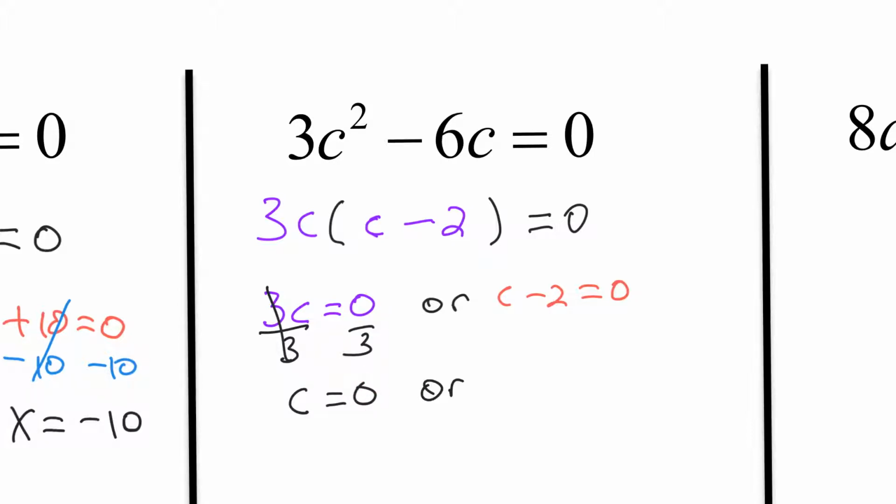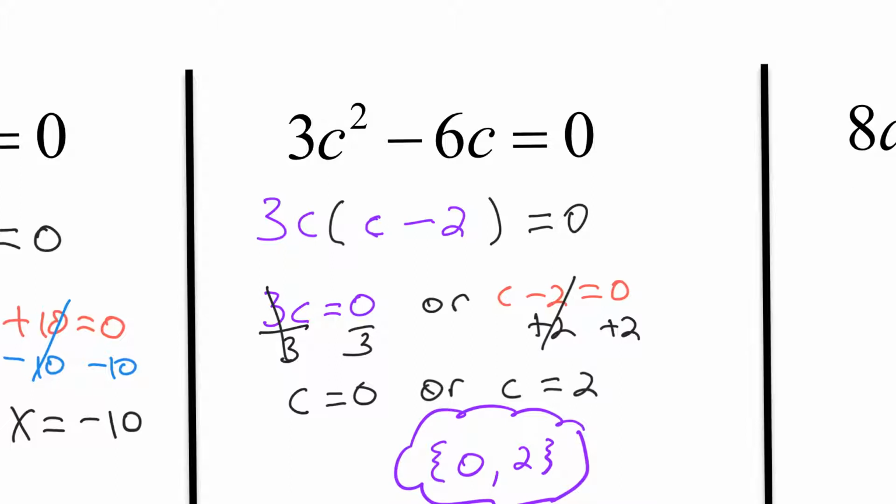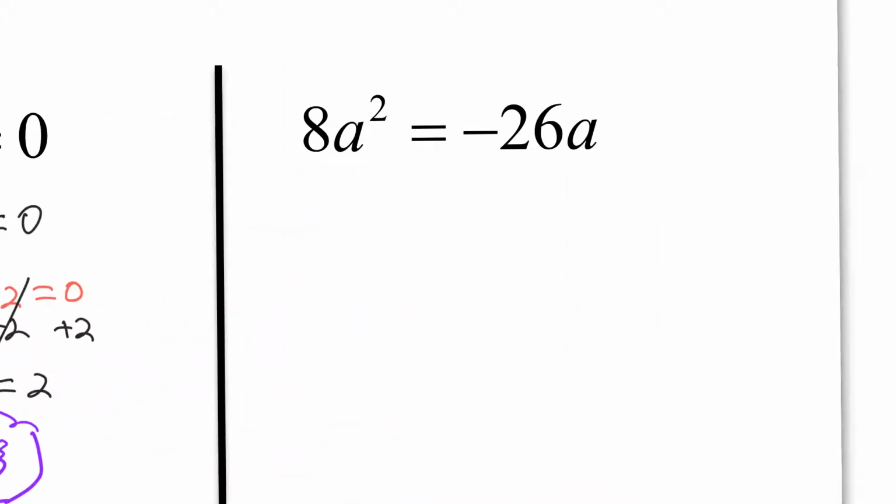Or you guys will add 2 to both sides over here. Cancels. c equals 2. 0 plus 2 is 2. So my solution set, you guys will have a 0, 2 inside the brackets. So we have two answers because this is a quadratic equation. Degree is 2.